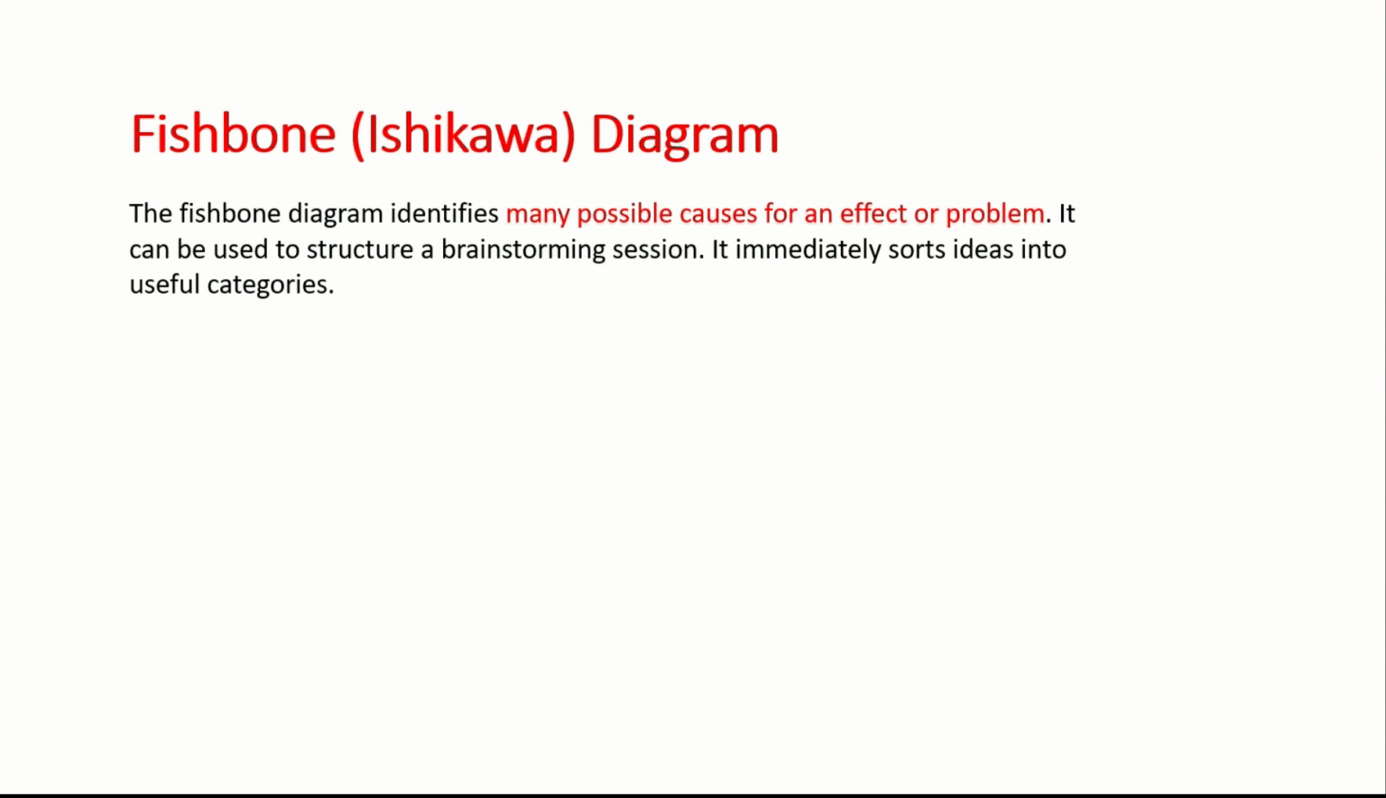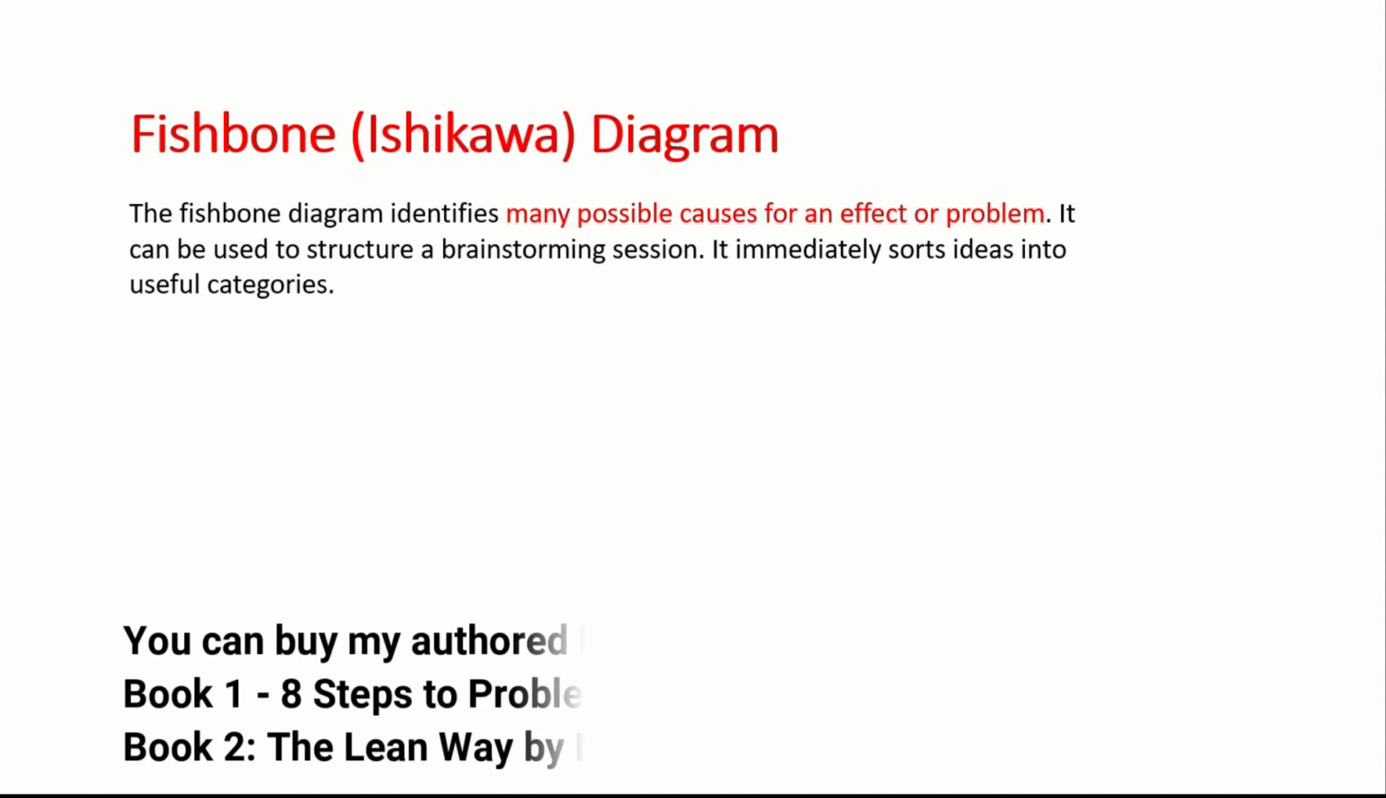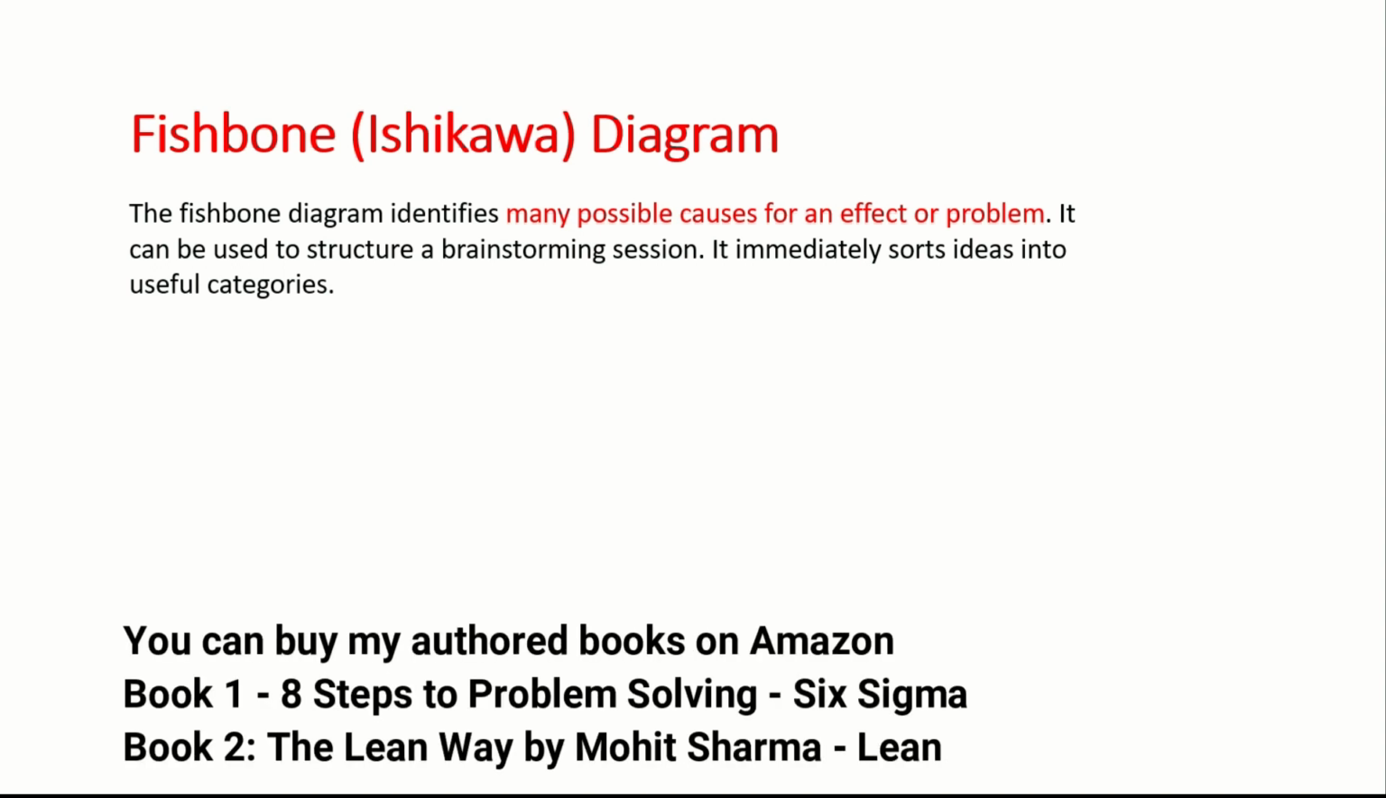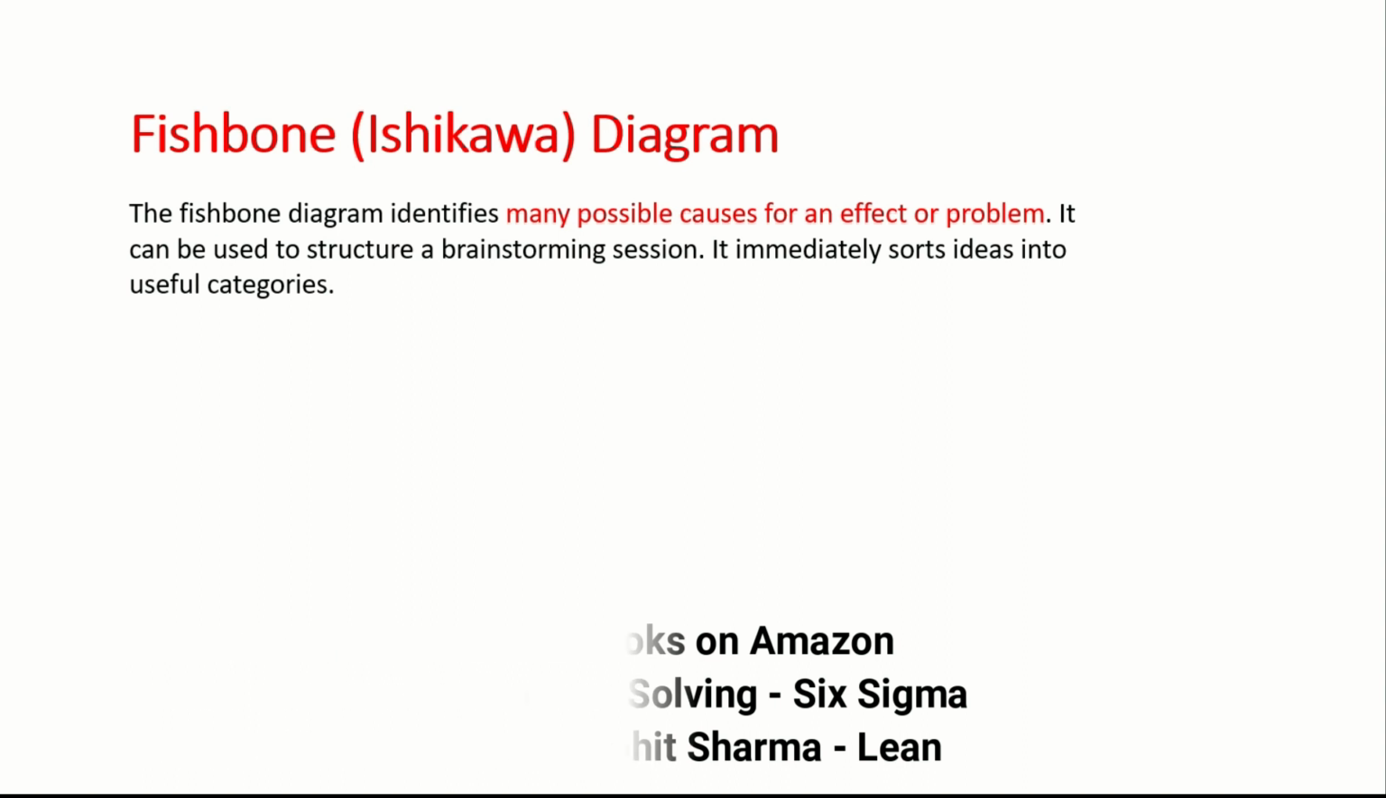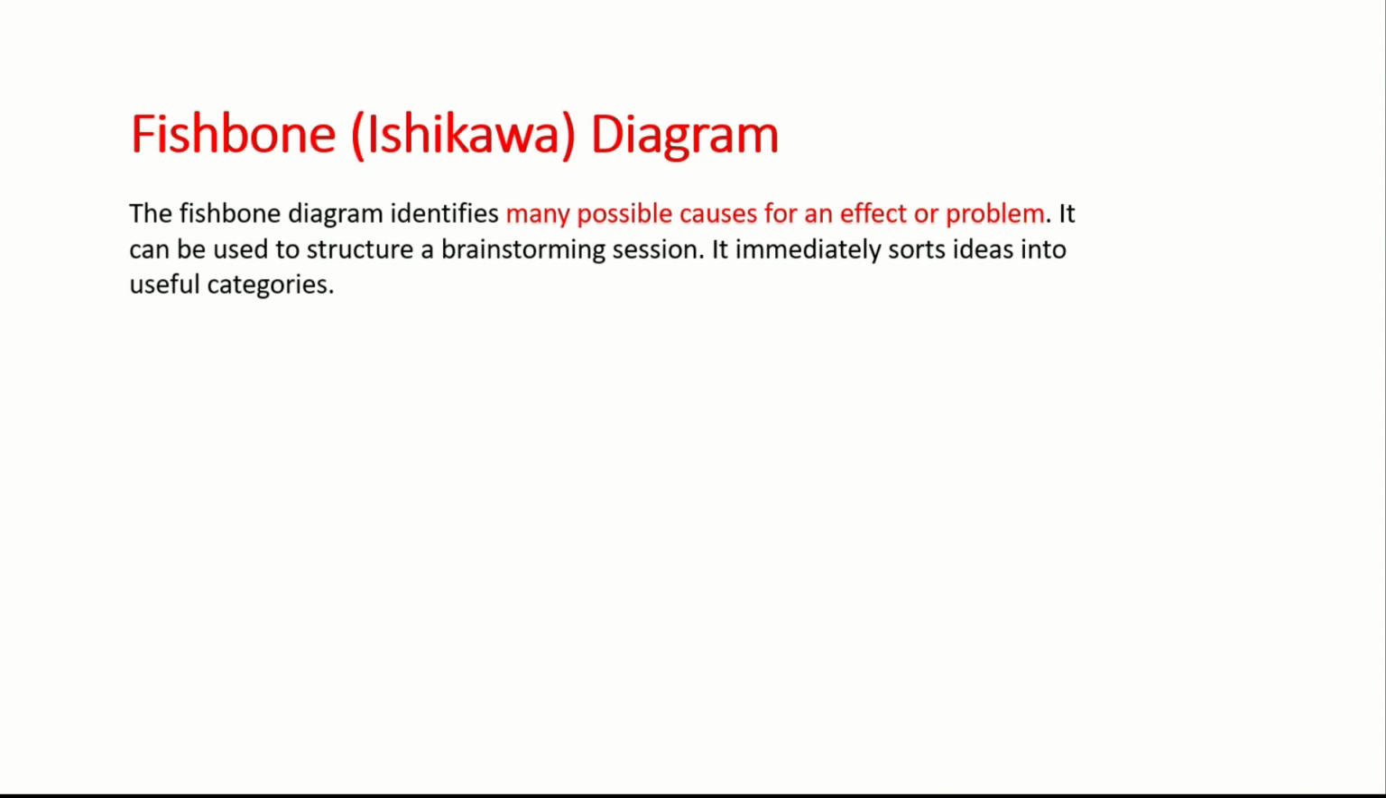As already said, it helps you identify the possible causes of an effect or a problem. It also helps you structure the brainstorming session. For example, you are in a brainstorming session and you don't know how to start. But if you draw the fishbone diagram on the board and then start asking questions, your brainstorming session will be a success. So it's a very helpful tool. And it also helps you immediately sort these ideas into useful categories.